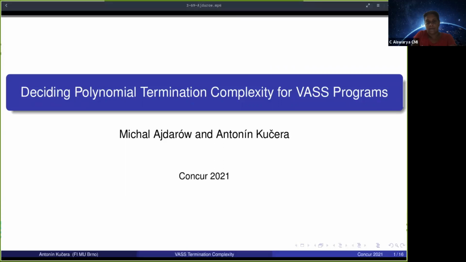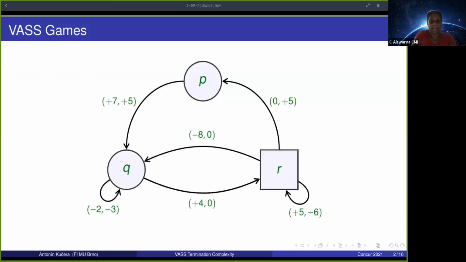Hello, my name is Tony Kuchera, and I am presenting a joint work with Michal Ajdarov on deciding polynomial termination complexity for VASS games. Let me start by introducing our computational model.